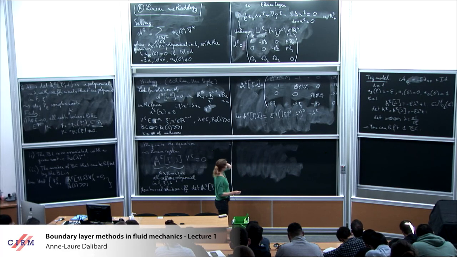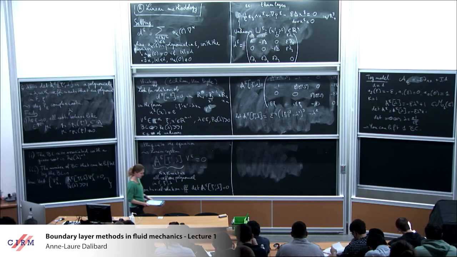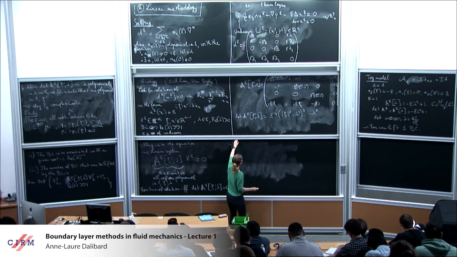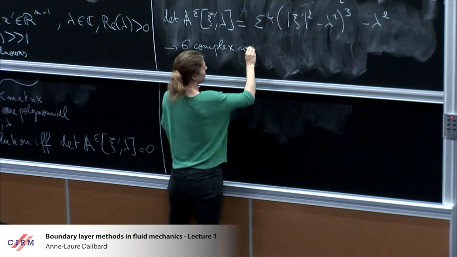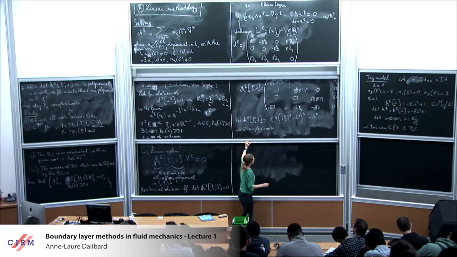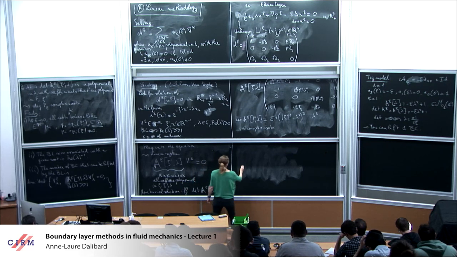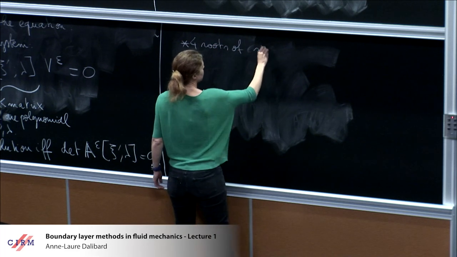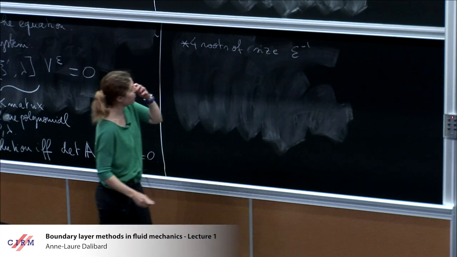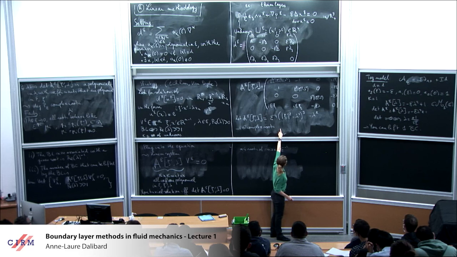So now, for the case of Ekman layers, it's a bit more complicated. So you have six complex roots. Four of them are of size, so we have four roots of size epsilon minus one. Because we see these are the roots that you obtain when you say that epsilon to the four times lambda six should be of the same size as lambda squared.